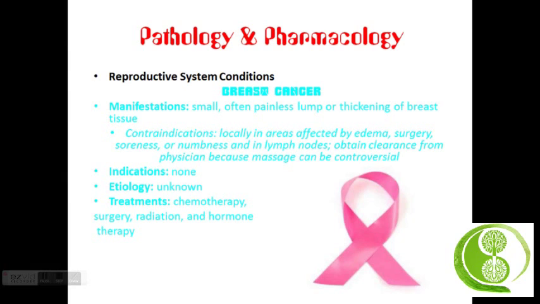Okay, so a couple of pathological conditions in the reproductive system. First up, we have breast cancer. Breast cancer is a malignant tumor growth in the breast tissue that can spread to the skin, the muscles, the lymph nodes, and the rest of the body. Men are also diagnosed with breast cancer. And breast cancer is characterized by a small, often painless lump or a thickening of the breast tissue.